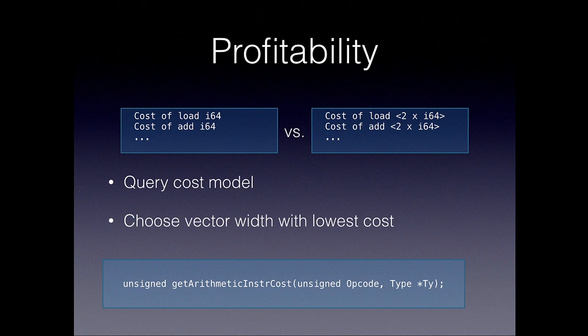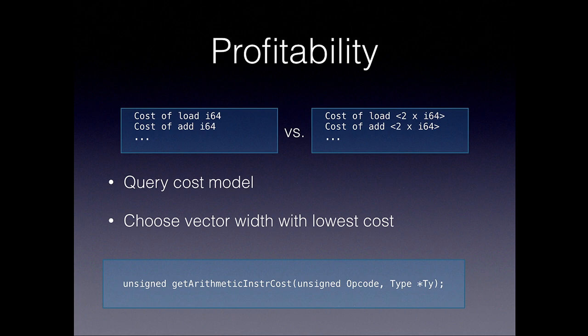And then we try different SIMD vector widths. And again, we ask the same question: what is the cost of doing it vectorized? And based on comparing those numbers, we choose to vectorize, or we choose to keep the loop scalar.